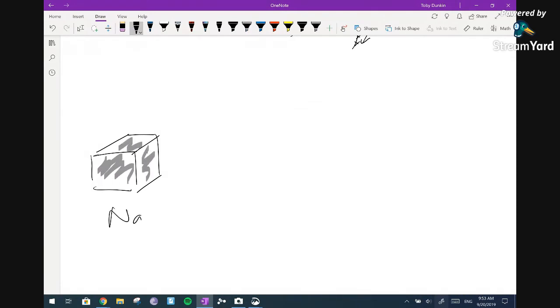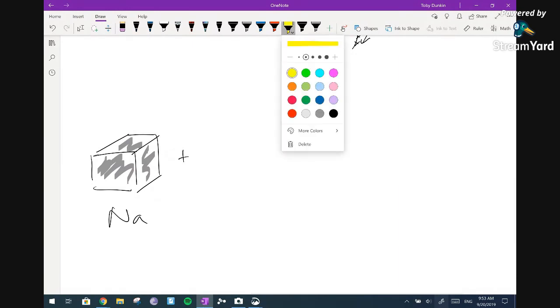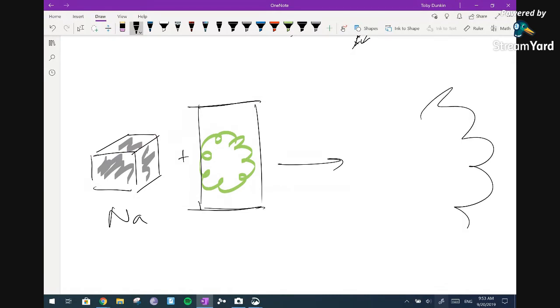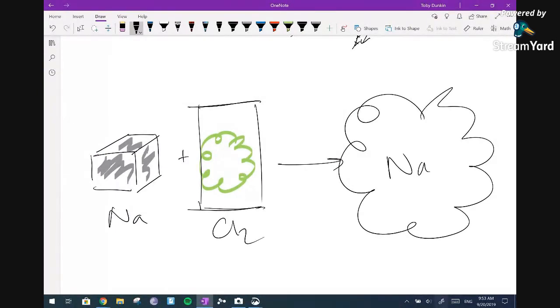I'd get some of this. And then I'd get some nasty chlorine gas. Chlorine gas is a pale yellow greenish kind of gas. So here's my chlorine gas. I'd have that in a jar, just so you know. And then what I'd do is I'd put the jar on top of the sodium and I'd light it on fire. And what you get is a cloud of white smoke and a beautiful flame. And what you make is sodium chloride, which you guys all put on your fish and chips.